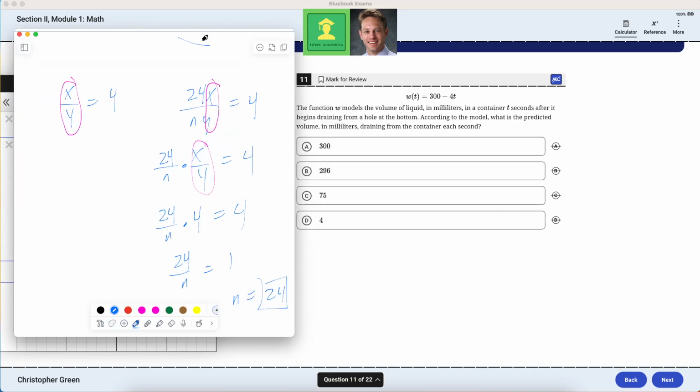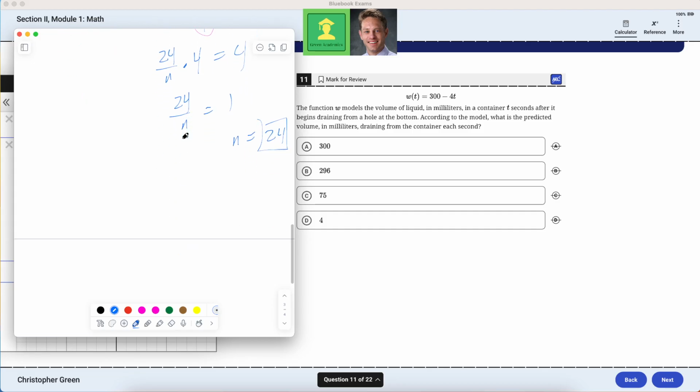The function W models the volume of liquid in milliliters in a container t seconds after it begins draining from a hole at the bottom. According to the model, what is the predicted volume in milliliters draining from the container each second?